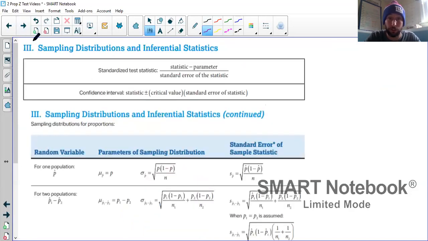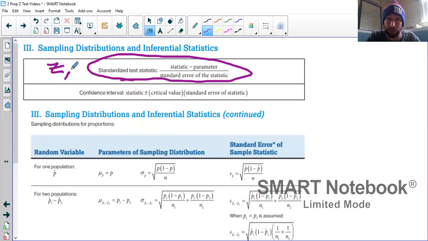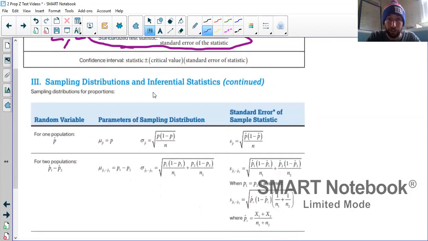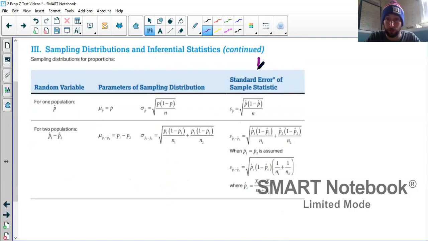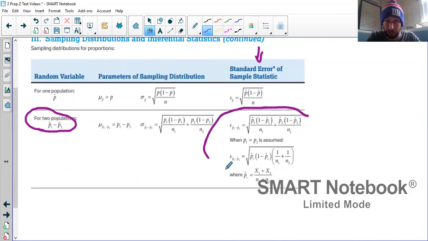If I jump ahead, here's that formula sheet. We're given the formula for the standardized test statistic at the top. We just have to know that the standardized test statistic is a z or a t-score. And then down here, if I scroll down, here are all of our standard error formulas. We're talking two populations with percentages right now, so we're looking at this.